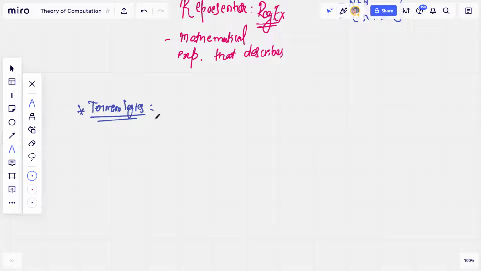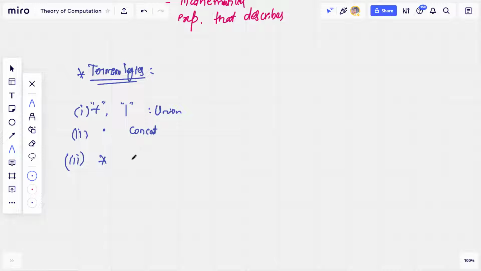So how can we form a regular expression? First we have operators. First is the operator which I call plus, or sometimes also written as a straight line. It is the union operator. Then we have this simple dot, which is concatenation, and then we have the star, the Kleene closure or star, whatever.